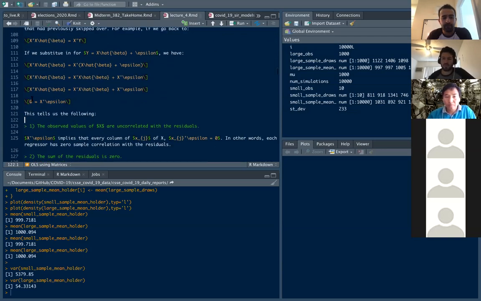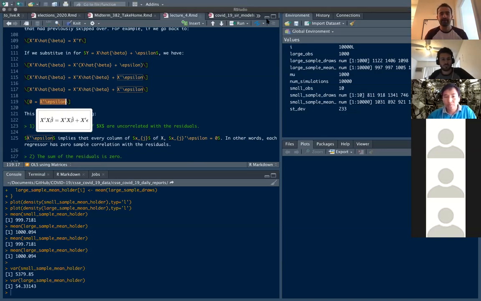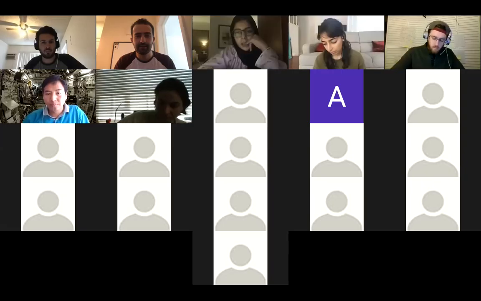The main reason is that x prime epsilon equal to 0 doesn't necessarily tell us the residuals are 0, okay? The reason why we know the residuals are 0, maybe I can write this out. Let me try sharing a different screen. Stop sharing that screen. Let me share that. Now we're getting fancy.